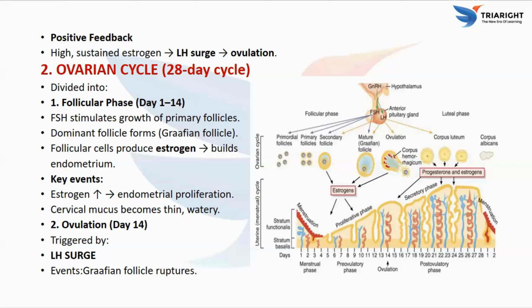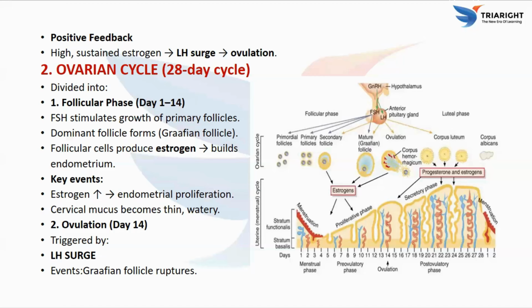This Graafian follicle is a growing follicle which produces the estrogen hormone. So what will be the effects of the estrogen hormone? It builds, or proliferates, the endometrium, preparing the uterus for pregnancy. Cervical mucus becomes thin and watery, which helps sperm travel easily.